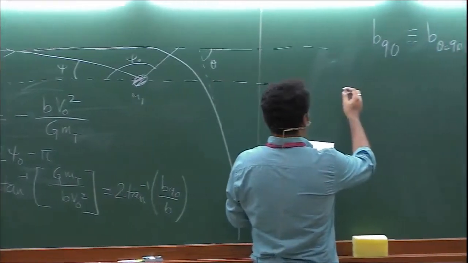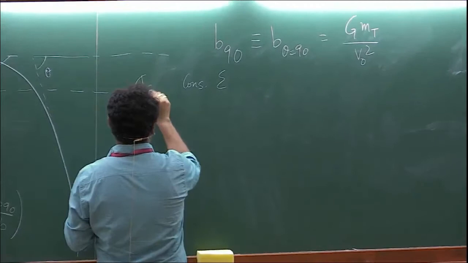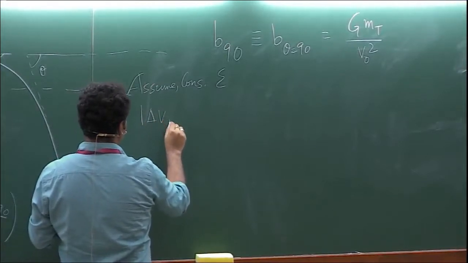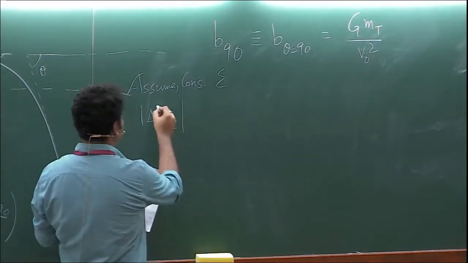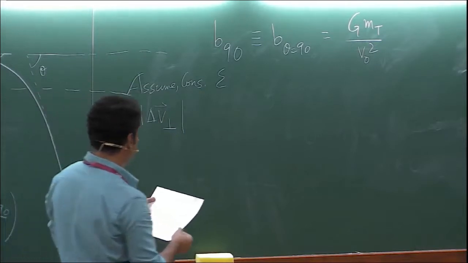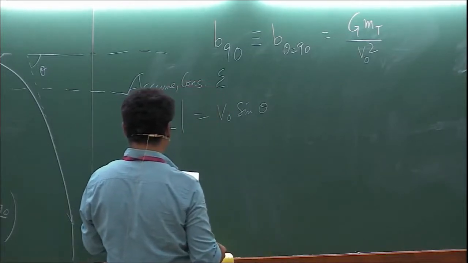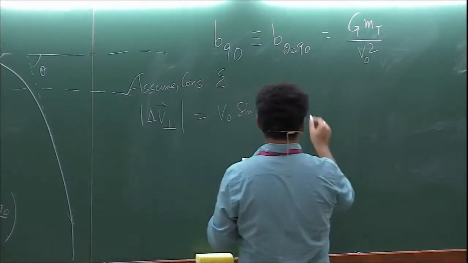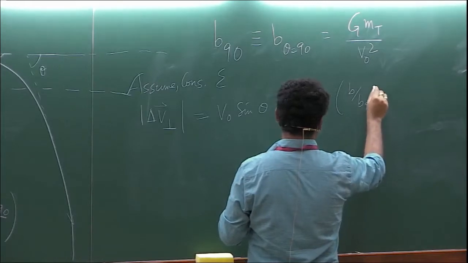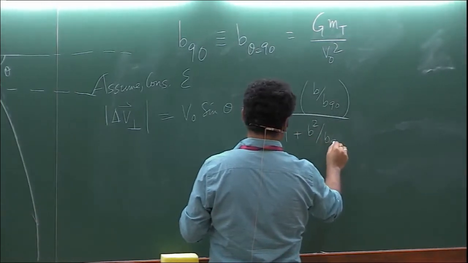So from conservation of energy, if you assume conservation of energy, you can write down delta V perpendicular. I'm still in the center of mass frame. When I move away from the center of mass frame, I will call them V1 and V2, okay? That will become V0 sine theta, which becomes 2 V0 times b over b90, over 1 plus b squared over b90 squared.